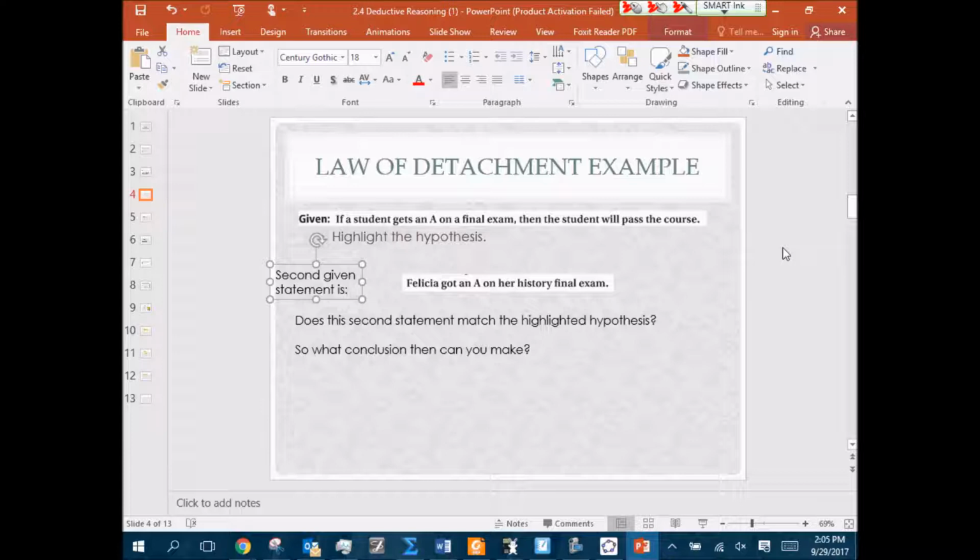So if a student gets an A, that phrase right there and that phrase right there are not word for word, but conceptually they say the same thing, right? So they match. And if those two things match, then in regards to this statement here, we can make this conclusion up there. So Felicia's going to pass the course. Do another one. Put some math into this one.